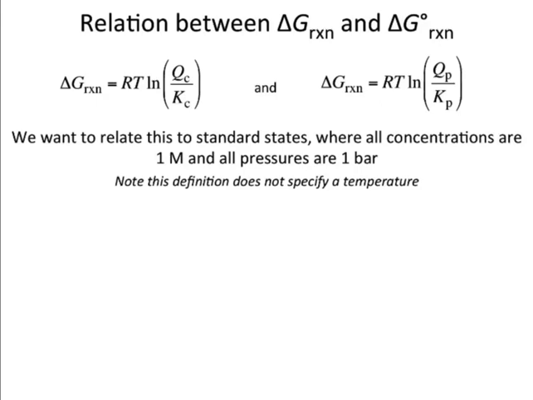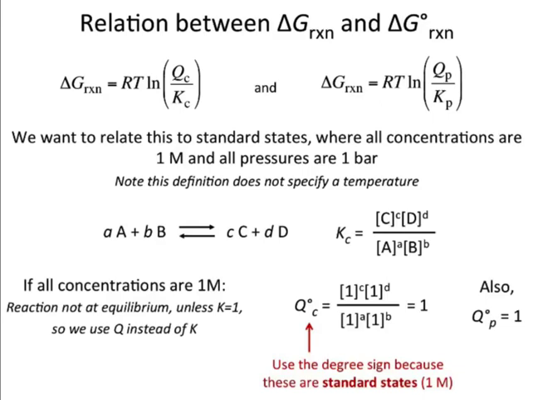Alright, we want to get to standard states because, first of all, the tabulated values for delta G are all at standard states, and secondly, it'll give us something useful with regards to K, and so we want to see what this does. So let's take a closer look at K here. All right, so here's our generalized reaction. Here's how the form of the equilibrium constant would look.